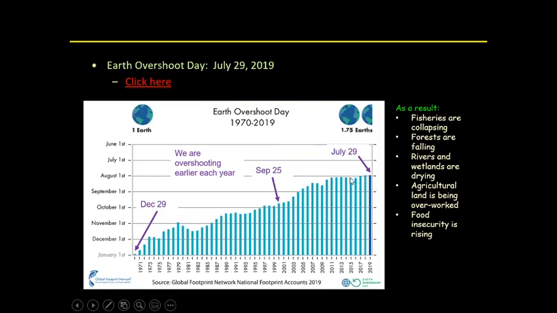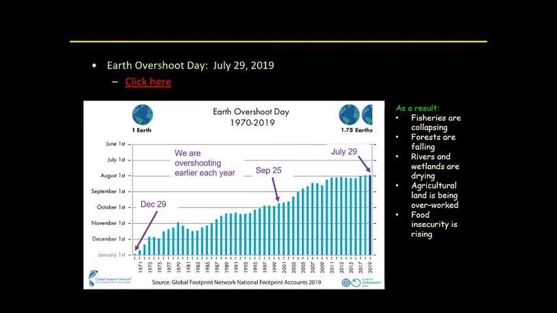Okay, that means that by the time we reach August 1st, we have in recent years already used up all the resources that Earth produces in a year. Okay, and this is a problem for many reasons. I list some of these off to the right here. Agricultural land is being overworked, fisheries are getting overexploited, forests are being cleared, et cetera, et cetera. Lots of problems there. Okay.